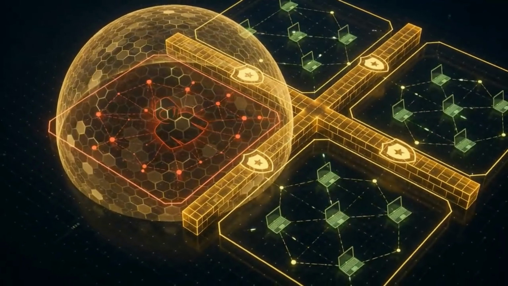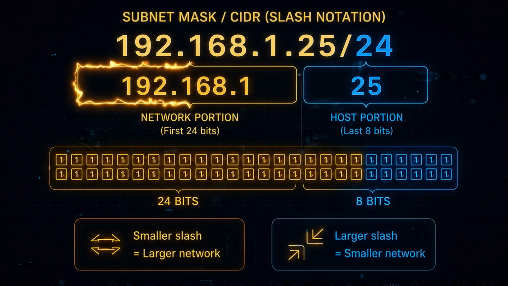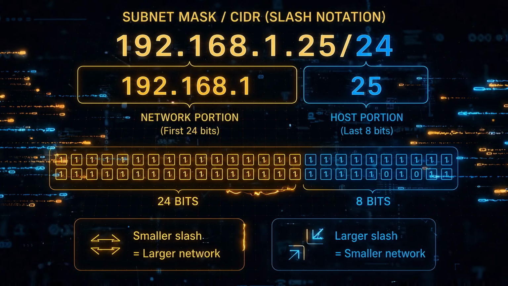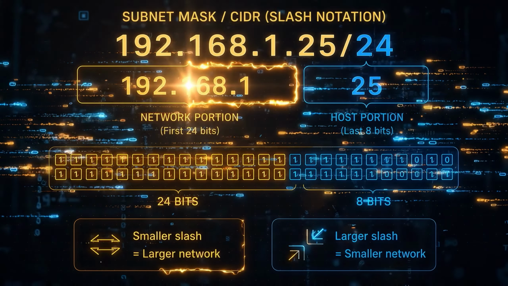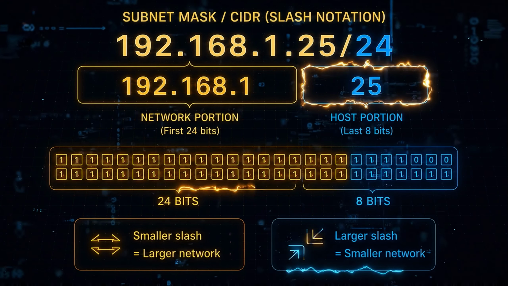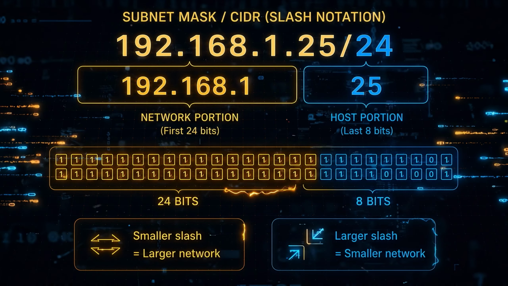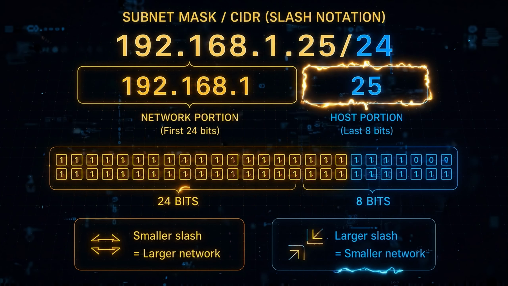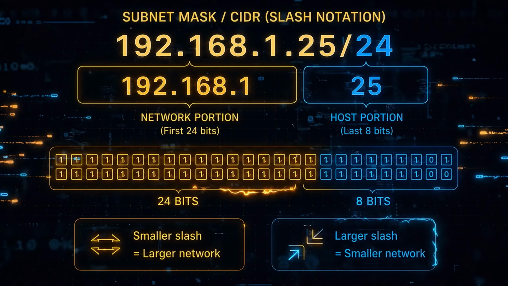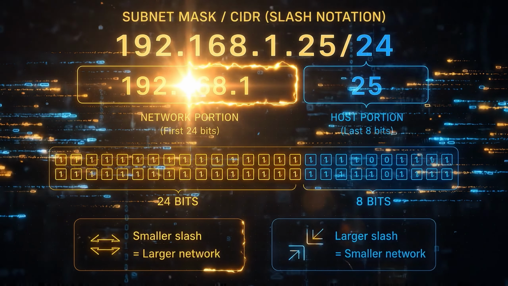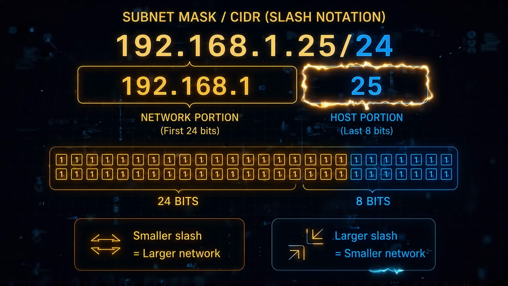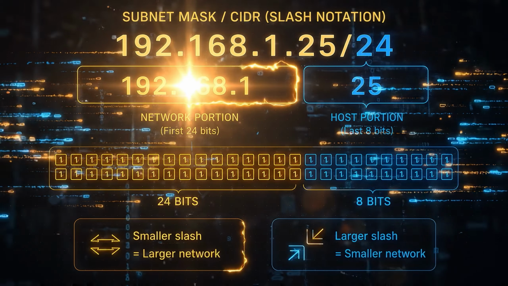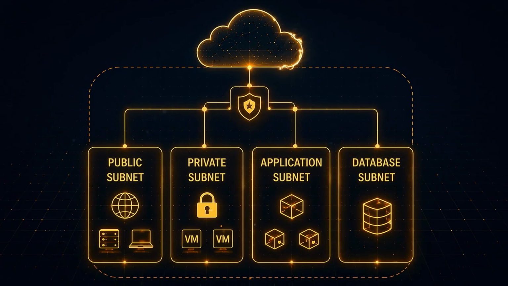Now let's talk about the subnet mask. You'll usually see something like /24. That number simply tells us how much of the IP address belongs to the network and how much is available for devices. You don't need to memorize the math today. Just remember one idea: a smaller slash means a larger network. A larger slash means a smaller, more controlled network. We'll practice the calculation in a later session.